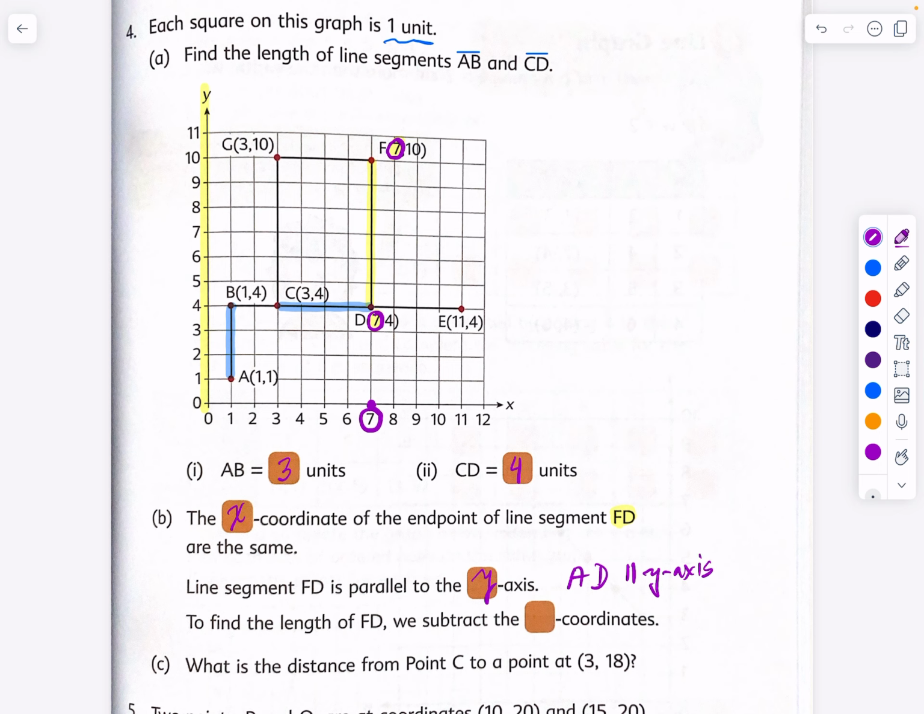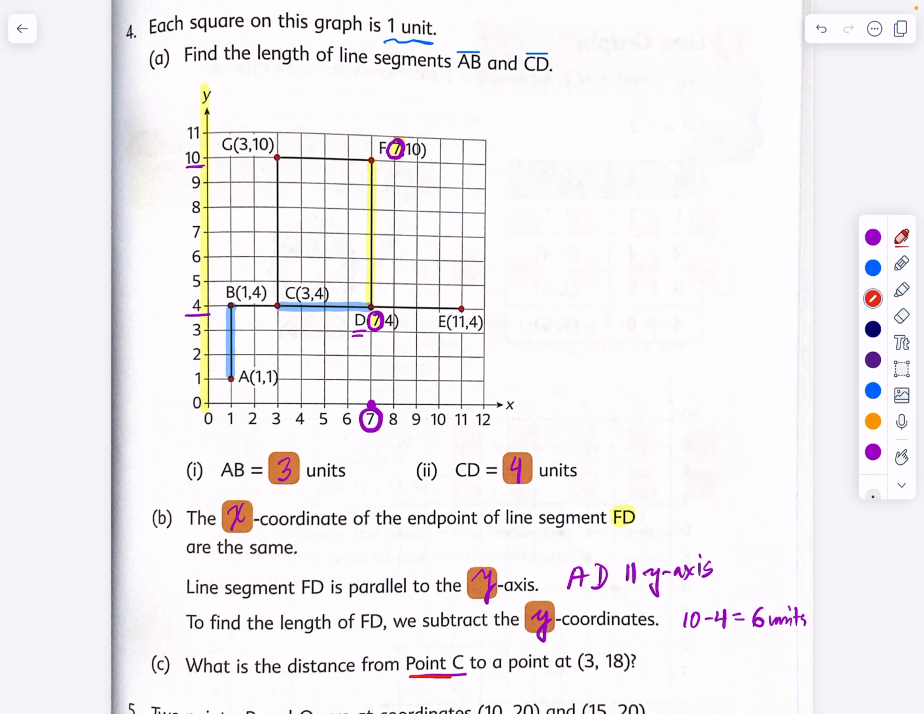To find the length of FD, we subtract the y coordinates. Notice how point D is a little bit lower. It's located at 4, and point F is a little bit above, right? It's vertically high up. So what would we do? We would subtract 10 minus 4, and we would identify that the segment FD is 6 units long. 6 units long. What is the distance from point C to the point at (3, 18)? Let me pick up a different marker.